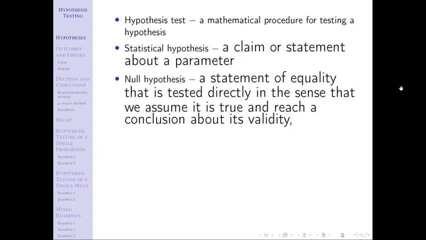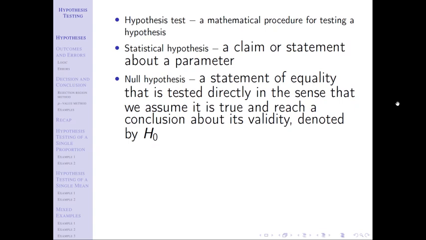And what I mean by that is we're directly testing the null. Okay, so we're going to come back and we're going to say, I think the null is right, or I think the null is wrong. We're going to directly test the null. We're going to assume it's true, and we're going to come back and say we either think it's right or we think it's wrong. Okay. And its notation is, we call this H naught. It's an H with a 0 subscript.